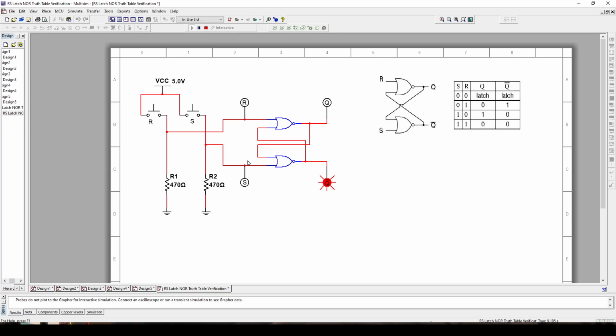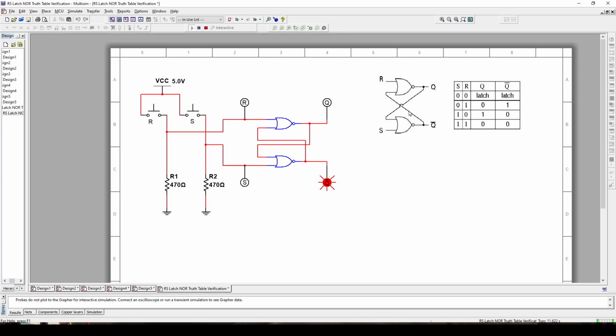So RS latch, set and reset, RS, SR. Here's the set input, and that corresponds with the Q, and there's a reset input that corresponds with the not Q, or the Q bar, or the Q not output. Okay, so here's the truth table. This is the schematic diagram for the RS latch.